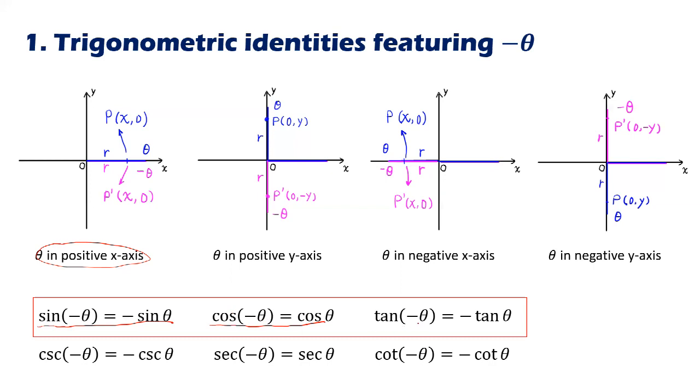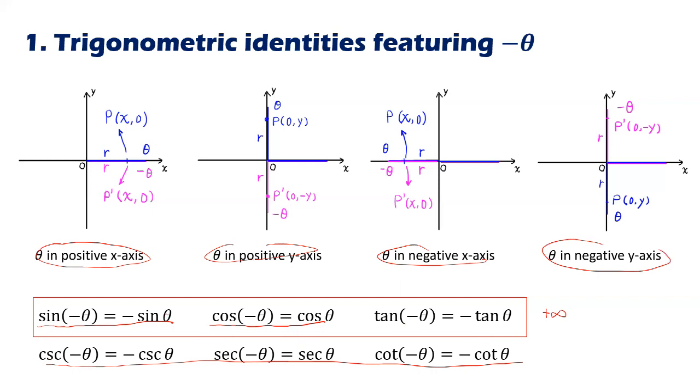And for tangent theta and tangent minus theta, both of them are undefined, or in other words, positive infinity, right? So this expression also holds true for tangent theta. And for the other three trigonometric ratios, according to the reciprocal identities, these three expressions are also true. Okay, and if you consider the other three cases, all of the properties here can be proved, right?